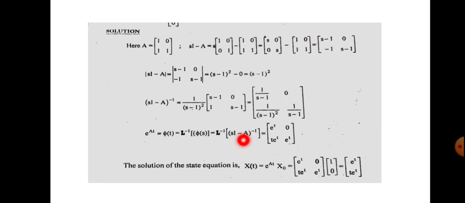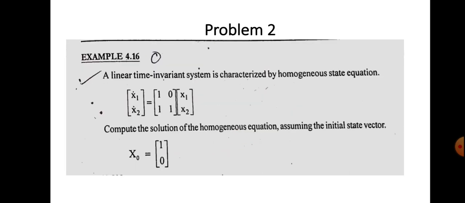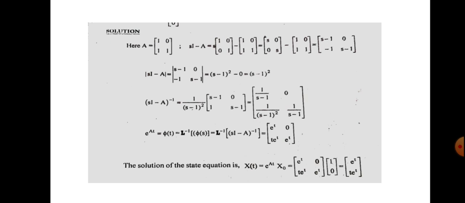First of all we have to calculate SI minus A. What is A? A is 1, 0, 1, 1. A is given here. Then we can find SI minus A, which will be this quantity. That is a simple calculation. Here I is a 2 by 2 unit matrix. To find the inverse, we need the determinant of SI minus A, and also the transpose of the cofactor matrix of SI minus A. First of all we find the determinant of this matrix, which will be S minus 1 all square.